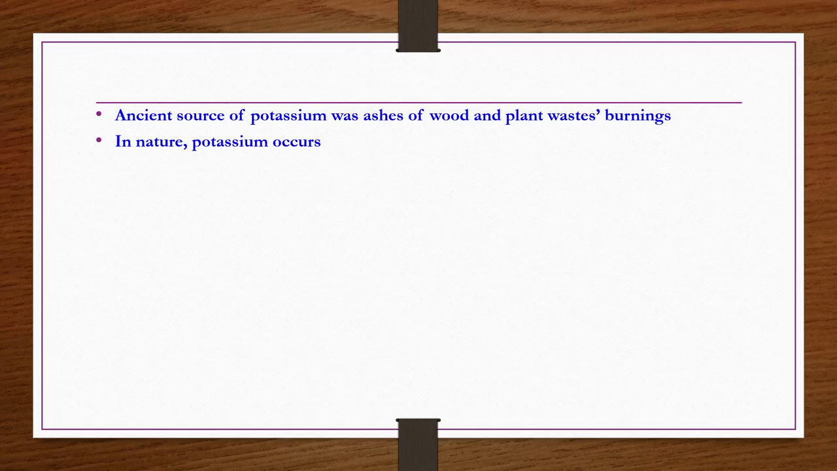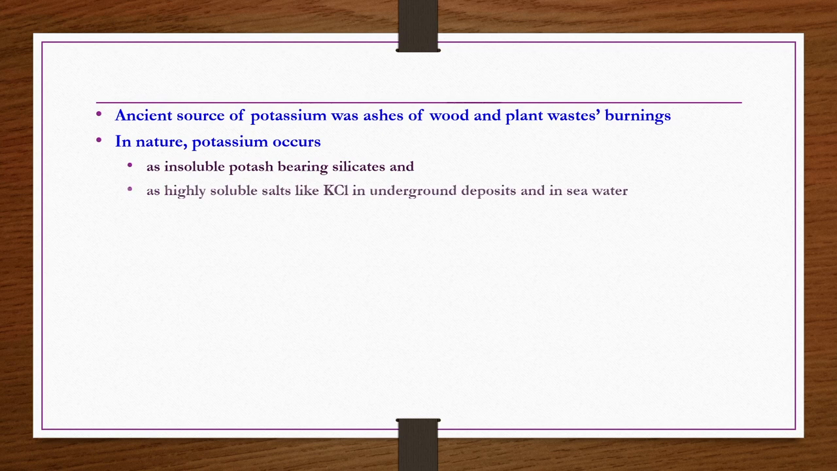Probably that is the reason in ancient days people or farmers used to burn the agricultural wastes after collecting the products in the agricultural field itself, right? In nature, potassium occurs in two different forms: as insoluble potash-bearing silicates and as highly soluble salts like potassium chloride in underground deposits and in seawater.